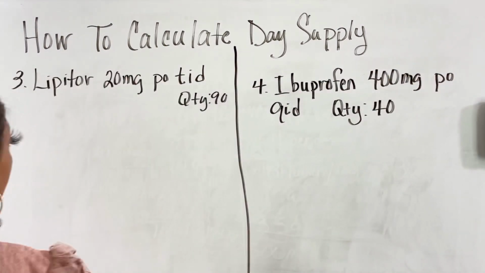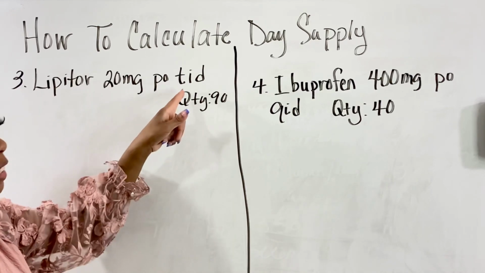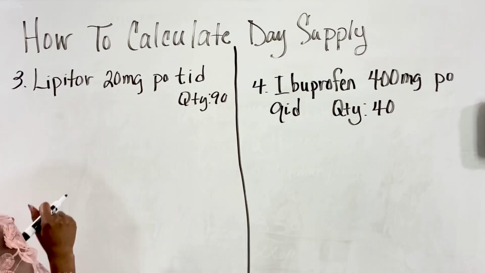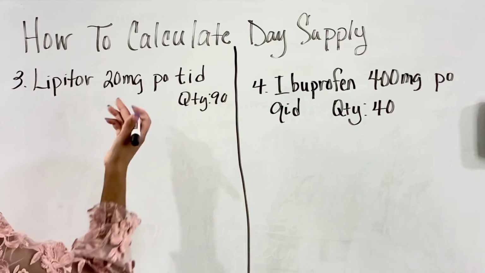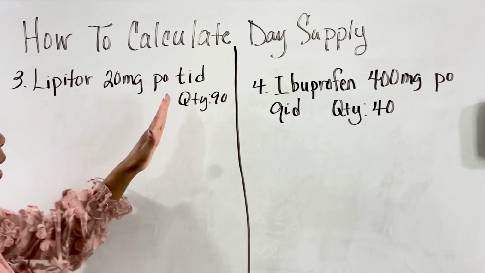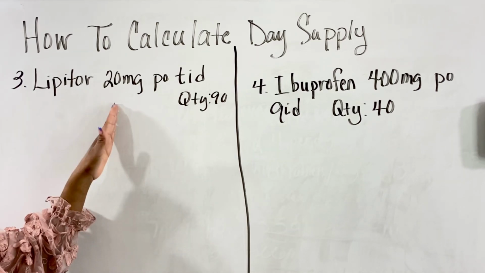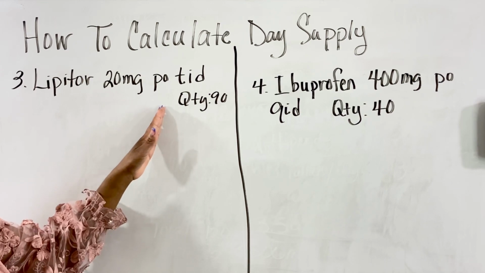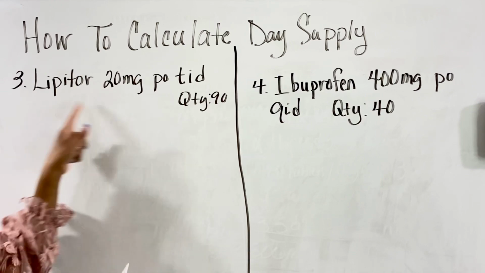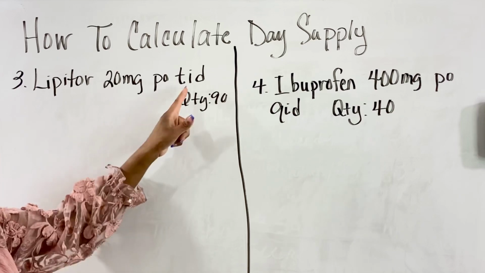So number 3 says Lipitor 20 milligrams by mouth TID, 3 times a day. Okay, so we have, of course, 1 tablet 3 times a day. So we know that. And it shouldn't have to be put in here, Lipitor 1 tablet by mouth 3 times a day. If it says 20 milligrams by mouth 3 times a day, that's just it. There's your 1 tablet right here. So this entire problem is just 3 times a day.